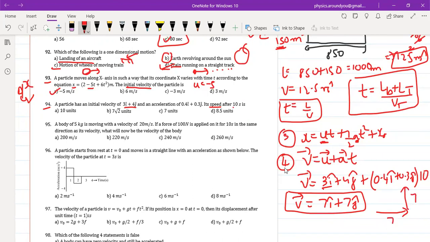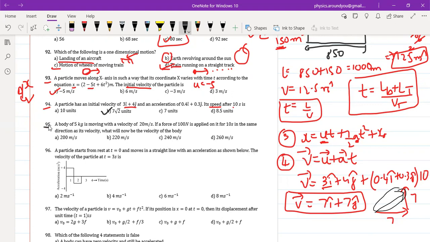How will you find the magnitude? Magnitude would be simply the hypotenuse. This is the resultant. 7i plus 7j can be thought of as this vector. That is nothing but square root of 7 square plus 7 square. It should be 7 root 2. That is the 94th question. We can use v equal to u plus at not just for speeds and acceleration magnitude, but also vectorially. All we need to do is express v, u, a, everything in terms of i's and j's, collect the i coefficients together, j coefficients together, and then visualize it vectorially. So that would be 7 root 2.